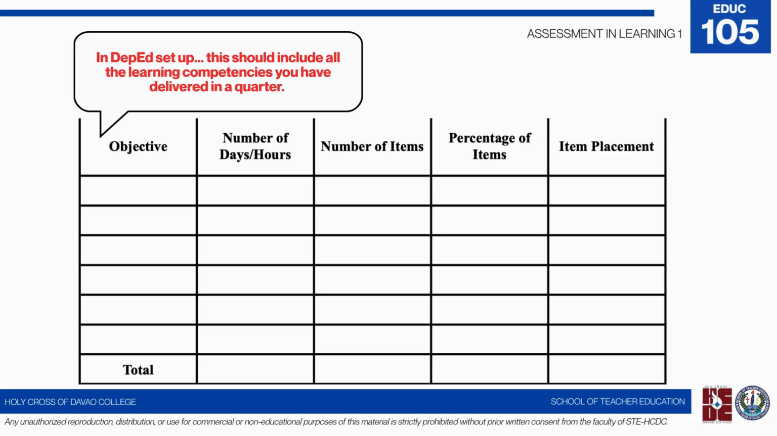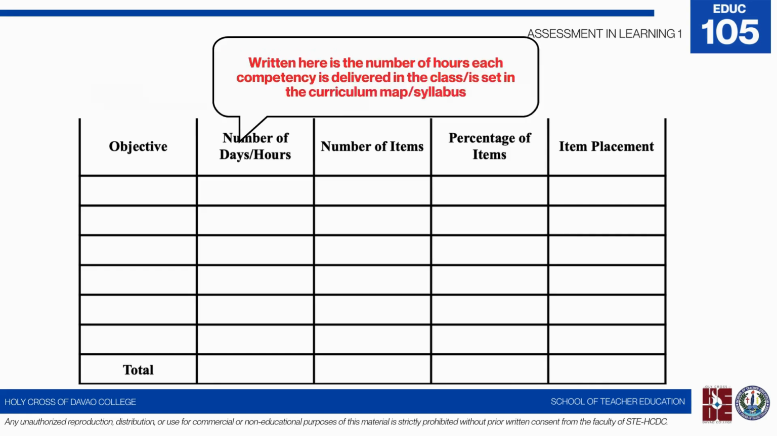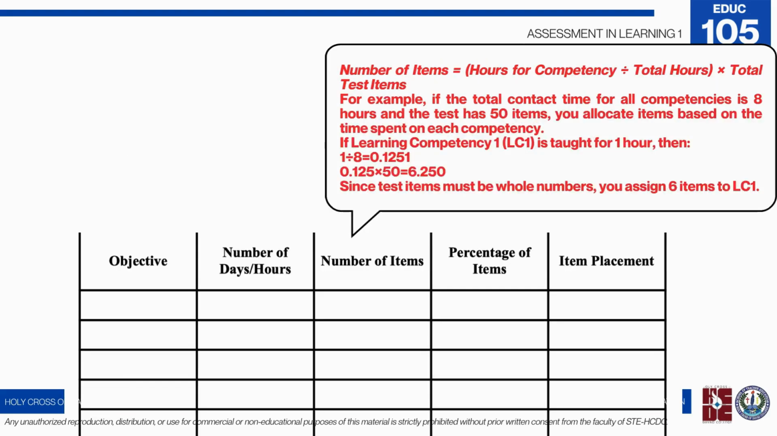Here, again, the objective should be a learning competency. For the number of hours, usually we have this in the curriculum map or in the syllabus. How many contact hours do we have for that specific topic? That is still a part of mapping. And for the number of items, it is dependent on the number of days. So the simple formula would be: the number of items is equivalent to the hours for that certain competency divided by the total hours, times the total test items.